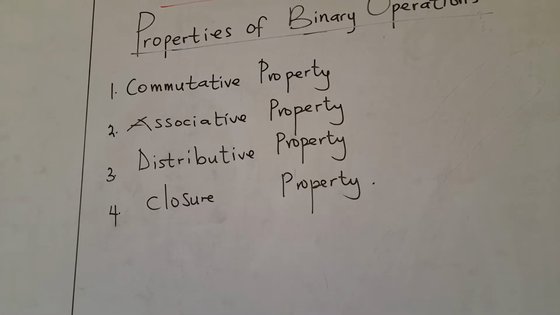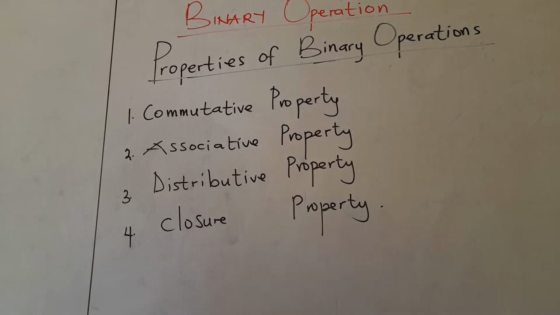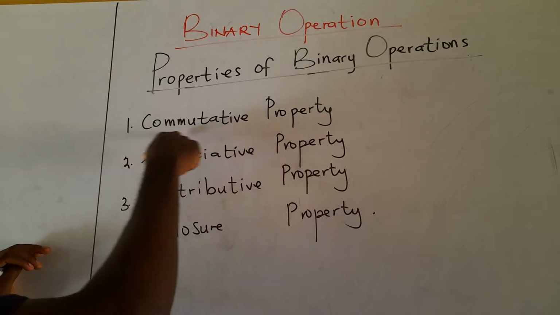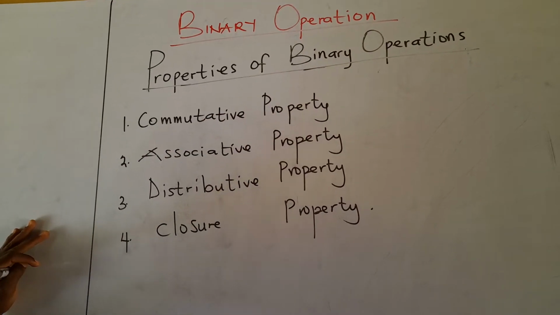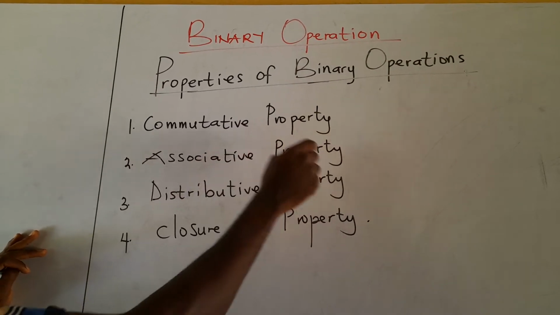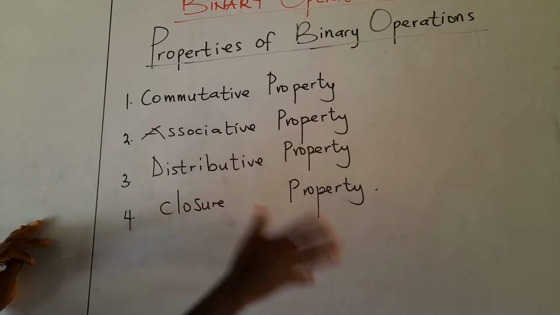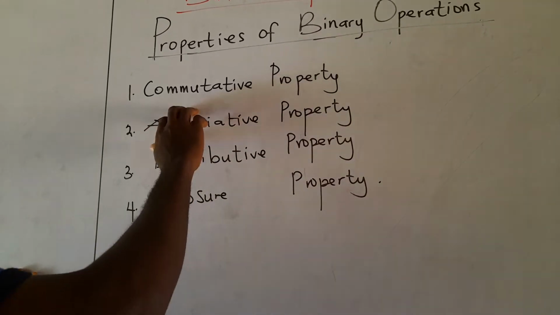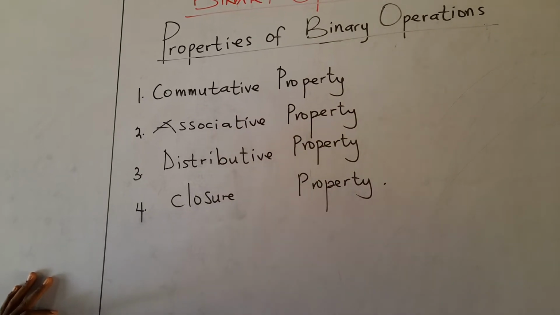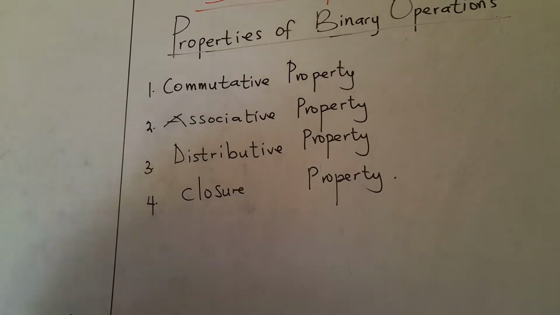So we said that the binary operation defined on a set of real numbers may have the following properties. One, it can be commutative. It may have a commutative property, an associative property, a distributive property, or the closure property. What do we mean by commutative property, associative property, distributive property, and closure property? We'll learn how to prove them one after the other.